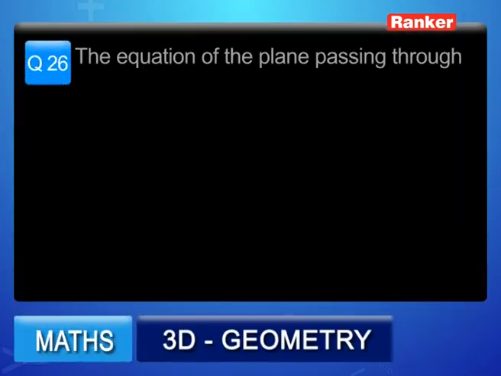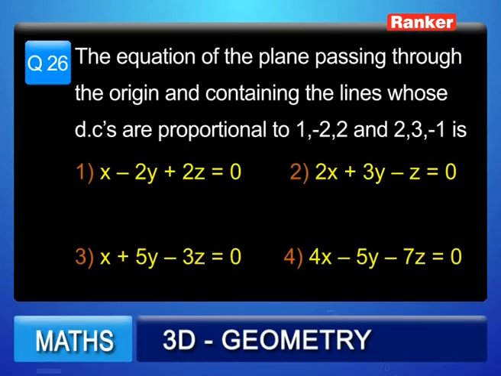Let's move on to the next question, question number 26. The equation of the plane passing through the origin and containing the lines whose DCs are proportional to 1 comma minus 2 comma 2 and 2 comma 3 comma minus 1 is, first option x minus 2y plus 2z is equal to 0, second option 2x plus 3y minus z is equal to 0, and third option x plus 5y minus 3z is equal to 0, and fourth option 4x minus 5y minus 7z is equal to 0.